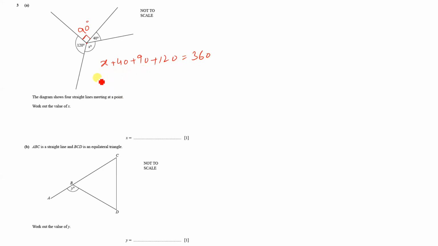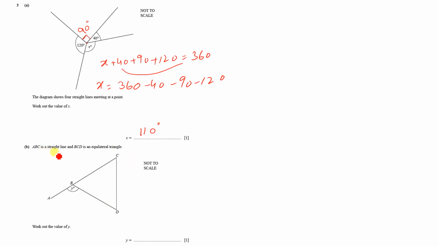So in order to find value of x, we have to subtract all these from 360. So x is equal to 360 minus 40 minus 90 minus 120. So this becomes 110. So x is equal to 110 degrees.